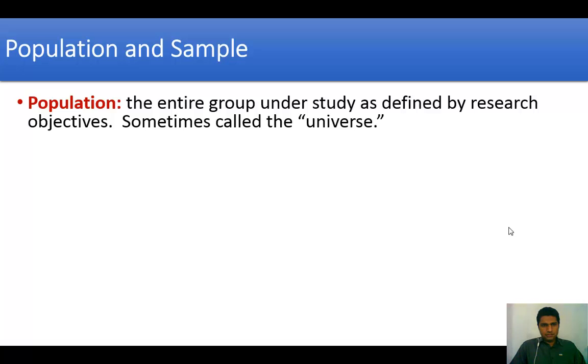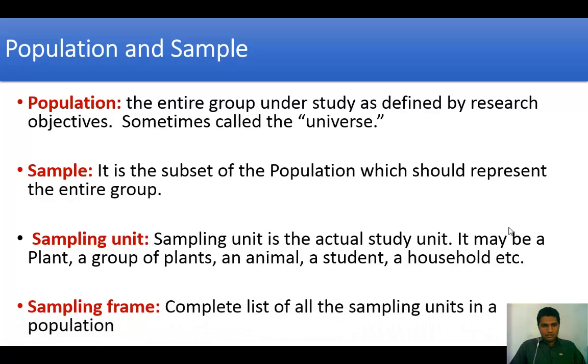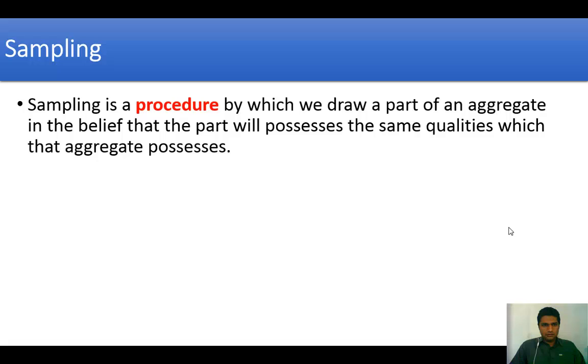Well, we have already discussed that. Sampling unit is the actual study unit, and it may be a plant, a group of plants, an animal, a student, a group of students, or a household, and the complete list of all the sampling units is known as the sampling frame. Sampling frame is necessary when you want to select a probability sample from your population. Okay, we'll discuss it later.